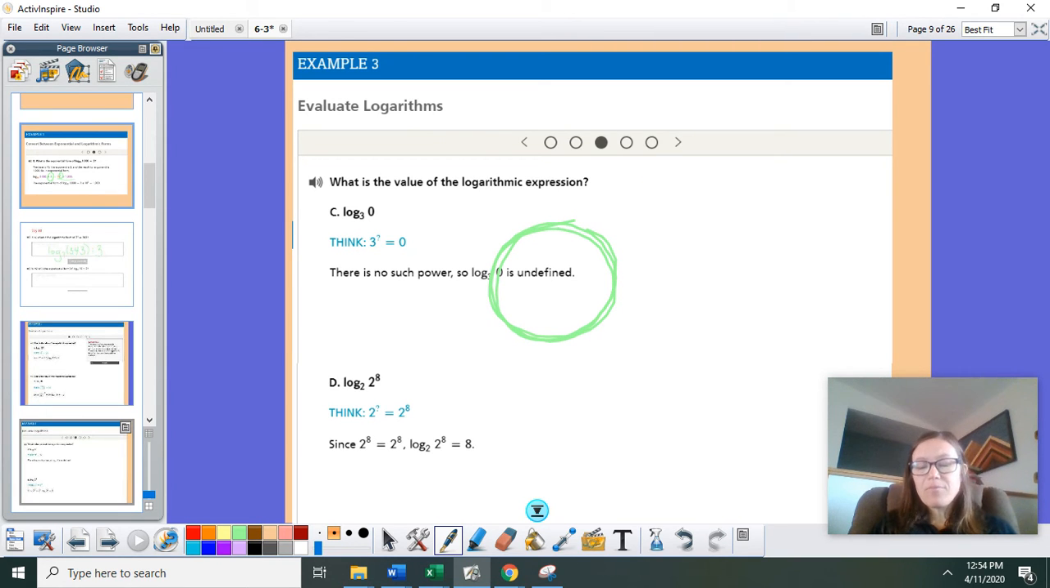My favorite kind of problems are like D. We can overthink them tremendously, but we're thinking, okay, log base 2 of 2 raised to the 8th power. So, like, 2 to what power gives us 2 to the 8th power? Well, if we think about it too hard, it's very difficult. But if we just think, okay, 2 to what power gives us 2 to the 8th power? So that question mark must be 8.